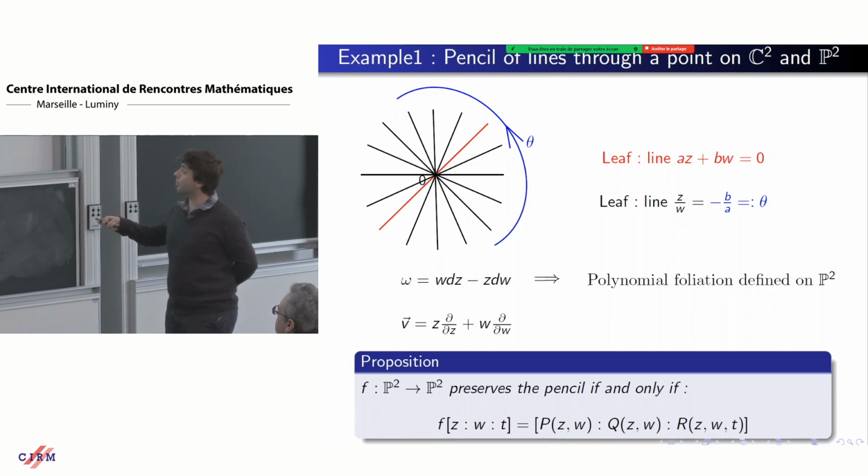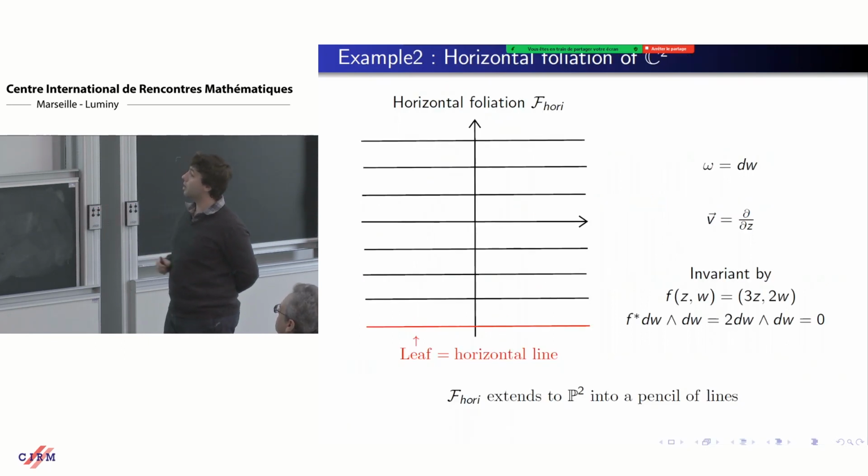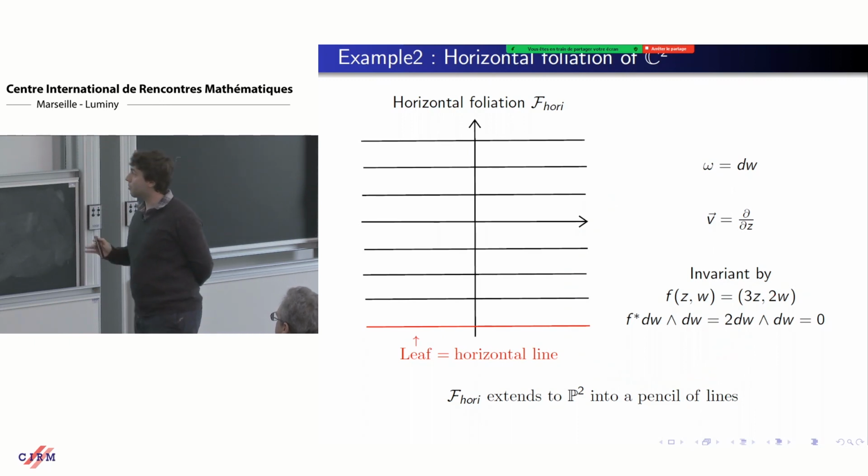So this is my first example. Another very basic example, but that will also play an important role in my talk, is this trivial foliation, just horizontal lines in C2. There are of course a lot of mappings that preserve this foliation, for example, this linear map. It's very basic, but as you will see at the end of the talk, it will be a very crucial foliation for me.